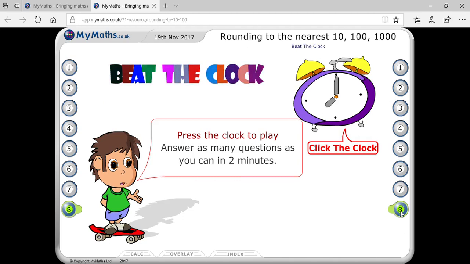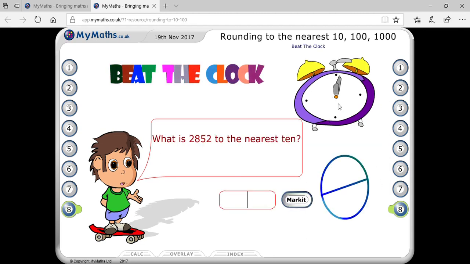Now the next one. Okay, so they are taking the clock, click the clock and just try to solve how many questions you will be able to solve. Great. What is 2852 to the nearest 10? 2,850. Yes. Next. 743 to the nearest 10. 740. Next. 92 to the nearest 10. 90.